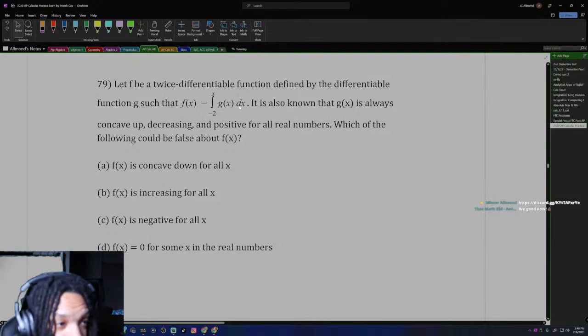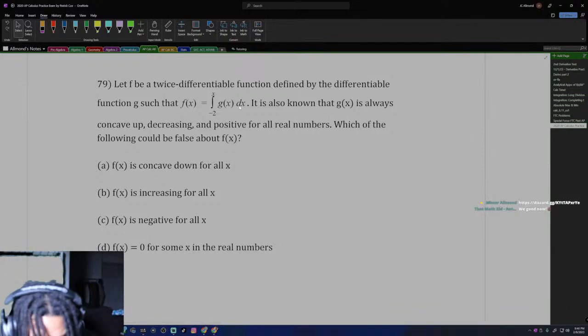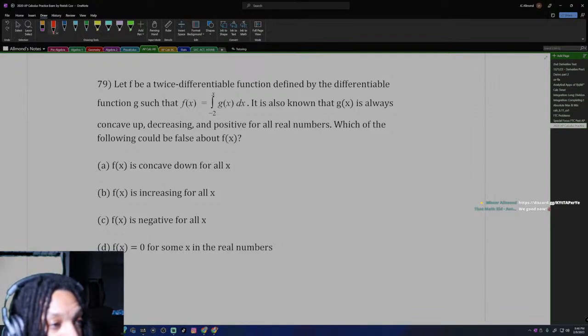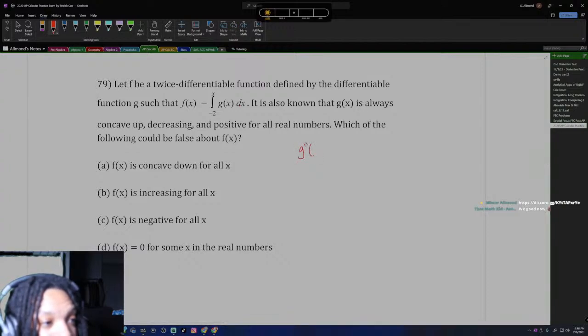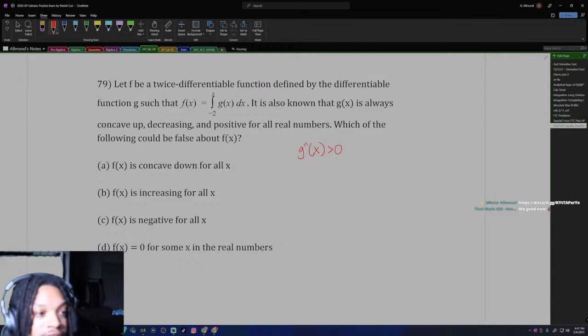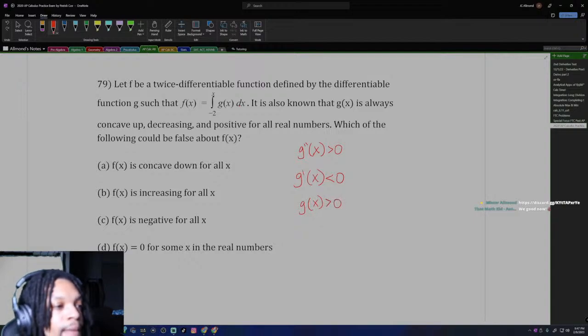Okay, let's see. I hope I can get this one right. If g of x is always concave up, then the second derivative of g is positive. G of x decreasing means that the first derivative is negative. I'm writing this out, and I should probably sketch it too. And g of x itself is positive for all real numbers.